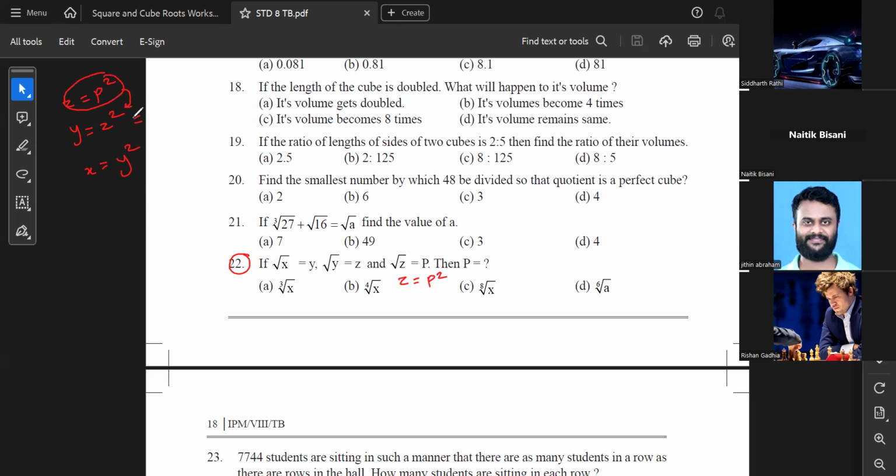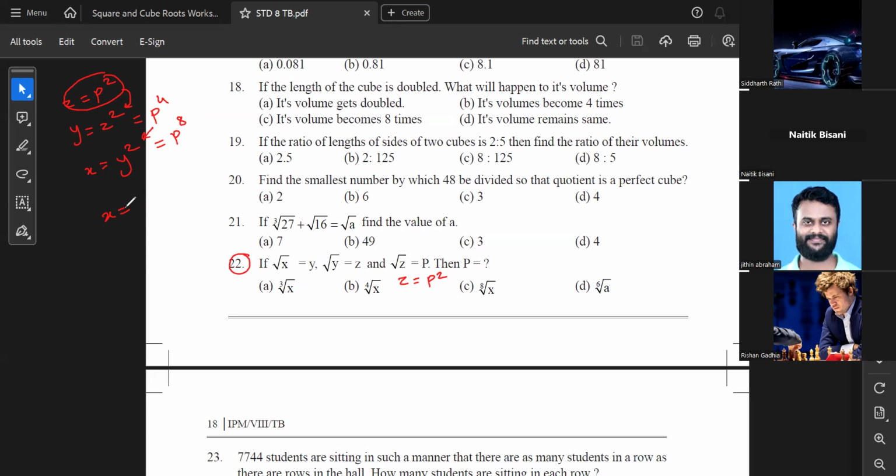So I'll put z's value over here. z raised to 2, with z being p raised to 2, 2 and 2 multiply, it becomes p raised to 4. Am I clear so far? Then I'll put y is equal to p raised to 4 over here. 4 and 2 multiply, your answer will be 8. So I'll get x is equal to p raised to 8. Am I clear so far?